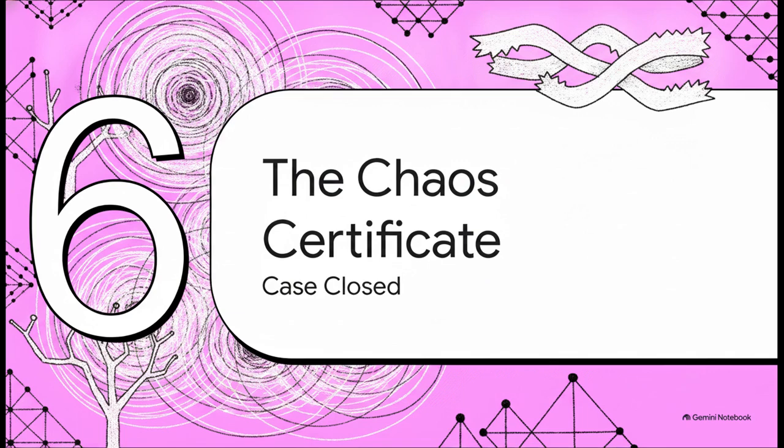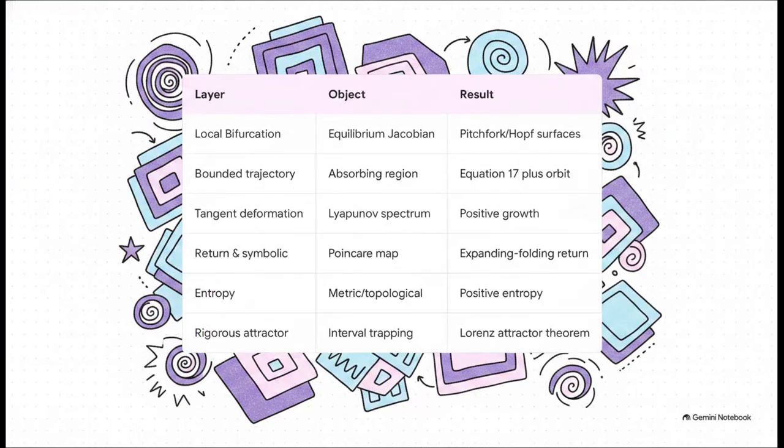Case closed. All right, we have gathered all of our mathematical evidence, from exact analytical bifurcations to finite time deformation, all the way to symbolic entropy, and we are finally ready to present our ultimate proof. This summary is our completed layered certificate. It shows exactly how local boundaries, tangent deformation, and topological entropy all align to rigorously prove deterministic chaos. Every single layer answers a different question, and together, they upgrade mere numerical observations into a rock-solid, system-level certificate.